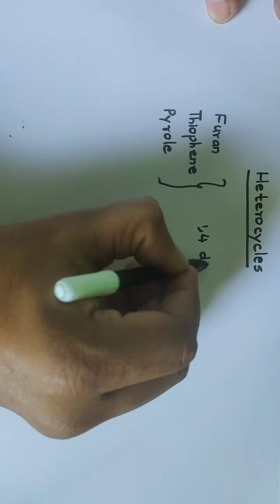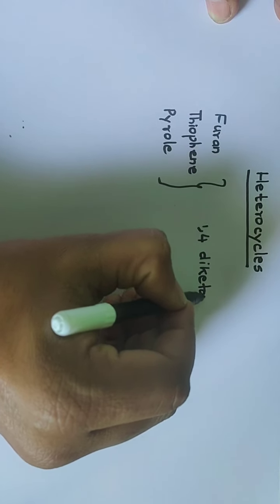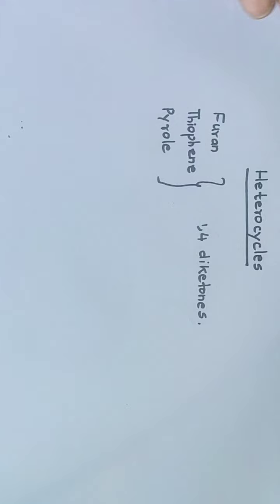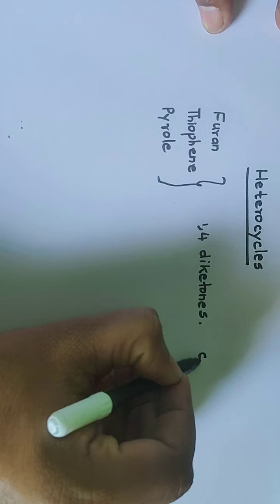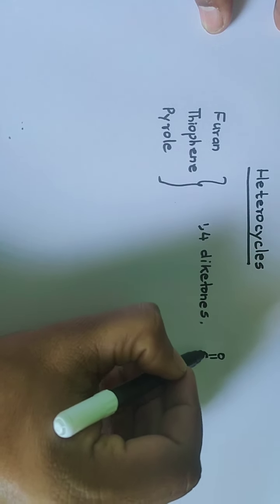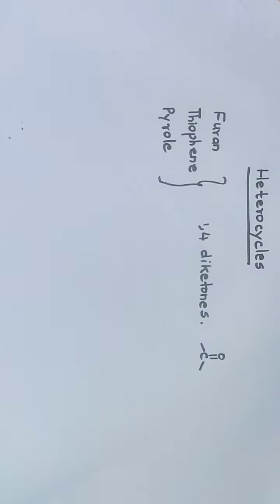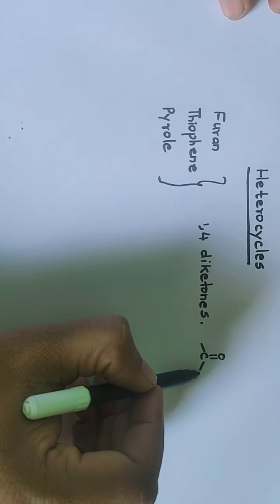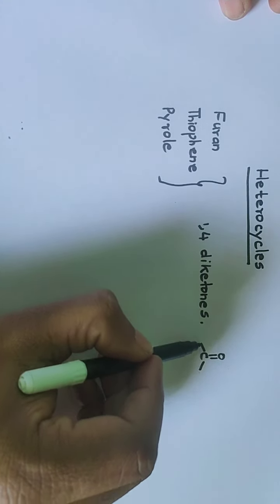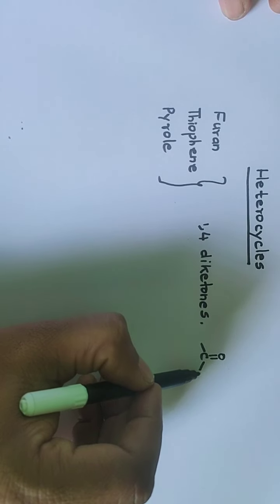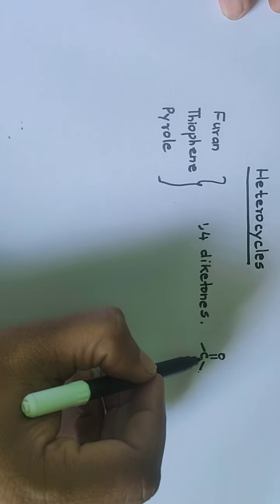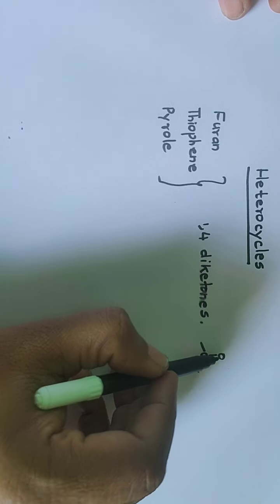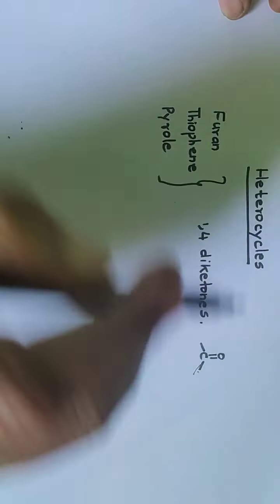1,4 diketones. So you know what ketones are? Ketones are compounds that contain a C double bond O group, where both these positions should be alkyl groups. If one is hydrogen, then it will be an aldehyde. So both should be alkyl only, because carbon valency is 4, and it is doubly bonded to oxygen, so the remaining two should be alkyl.